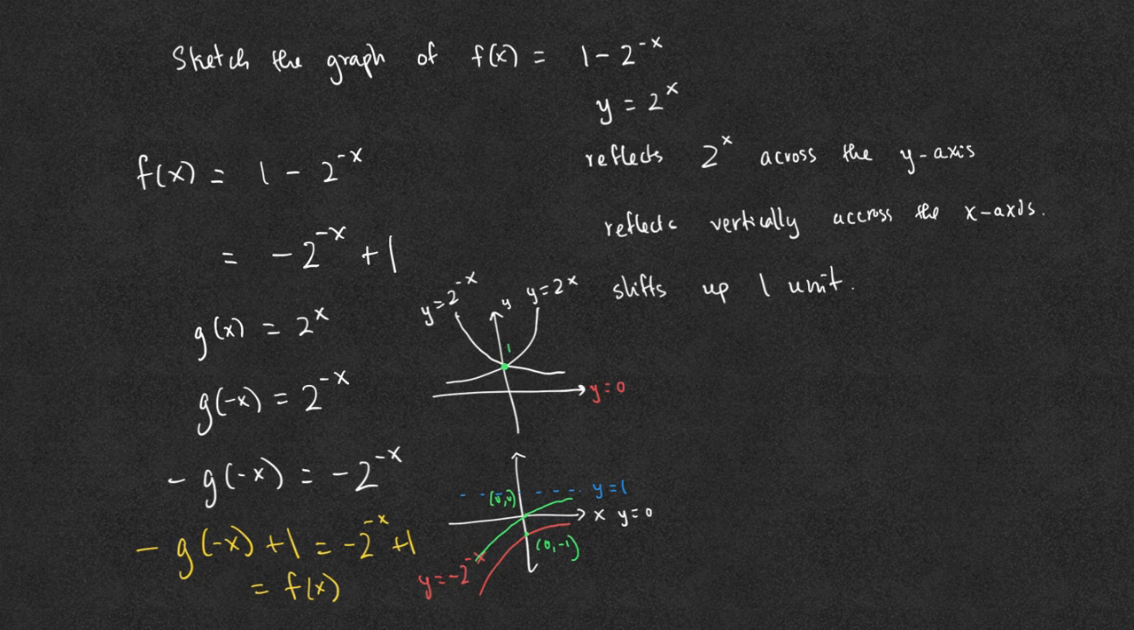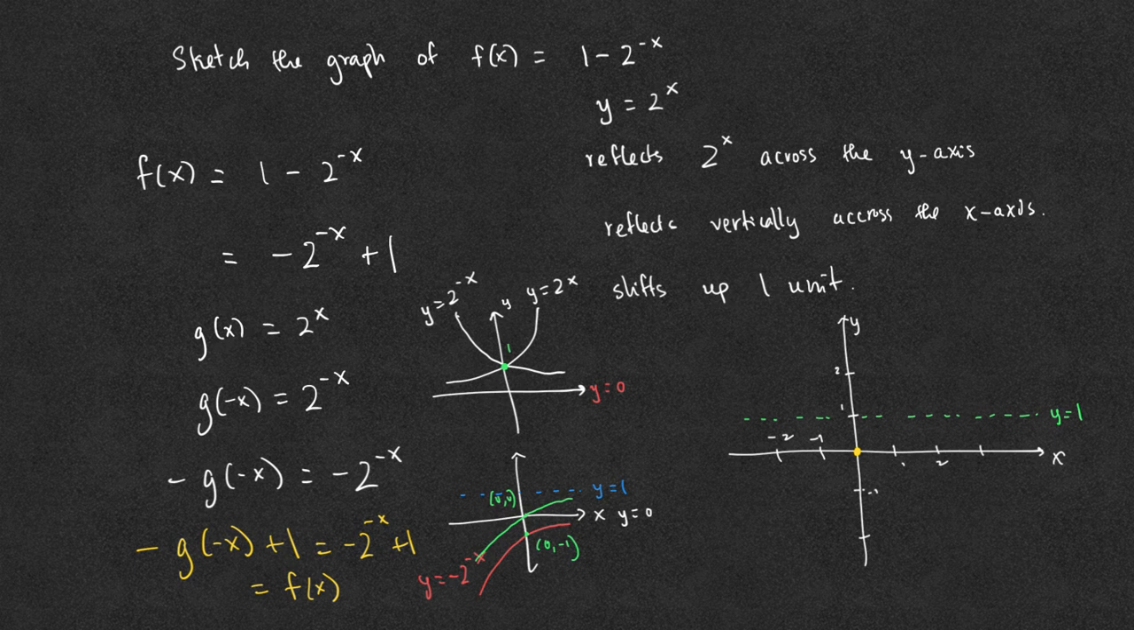Armed with this information, we know that the y-intercept is 0, 0. We can plug 0 into the original function. F of 0 is 1 minus 2 to the 0. 2 to the negative 0 is 1, and then 1 minus 1 is 0. So we know that there is an x-intercept of 0, 0 and a y-intercept of 0, 0. And we also know that there is a horizontal asymptote at y equals 1.